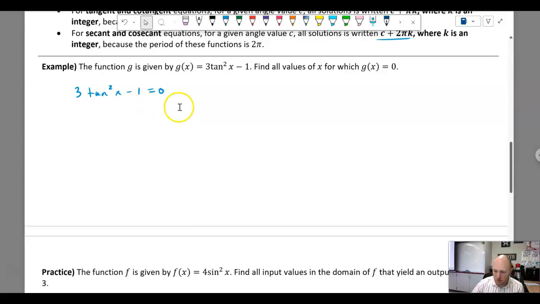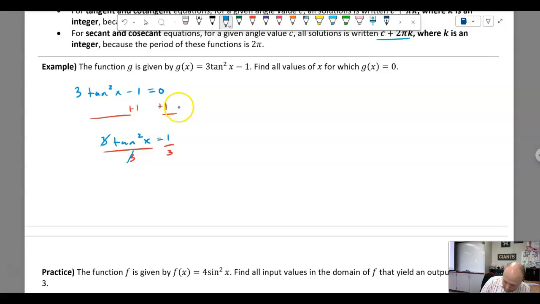So I'm just going to move my terms over. I'm going to undo addition and subtraction first. We get 3 tan squared x equals 1. And then I'm going to divide by 3. What I'm doing here is isolating my trig function, and tan squared x is equal to 1/3. And this might look weird. You're like, what the heck? How do I do this?